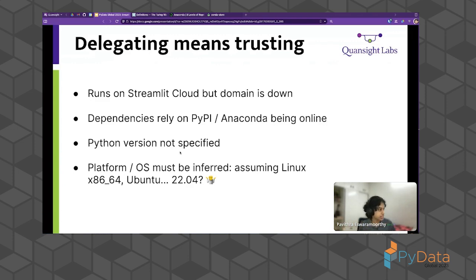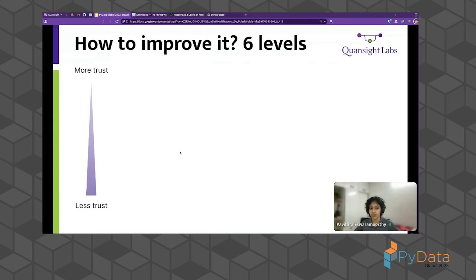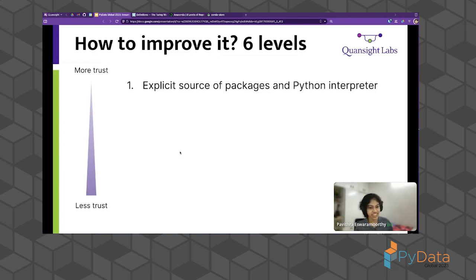Okay. Next is how do we improve this now? We can take 6 levels of trust, but it's also 6 levels of paranoia, right? So first things first, we can have an explicit source of packages and Python interpreters. A lot of folks love conda, so we end up using conda in environment.yaml. In this example that we just saw, a requirements.txt was specified. Maybe they were expecting folks to use pip and PyPI, but being a little more explicit about that is always good.